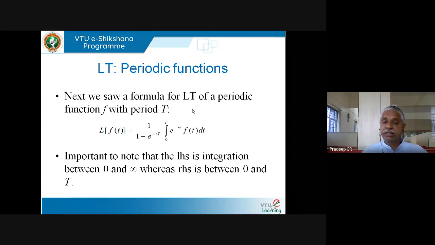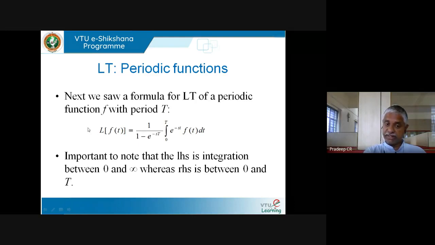And the Laplace of a periodic function is given by this formula: 1 by 1 minus e power minus s capital T, into the integral of e power minus st f(t) dt, with integration limits from 0 to T. The most important thing to note here is, you see on the left hand side, by definition L of f(t) is the integral of e power minus st into f(t), with limits varying from 0 to infinity.